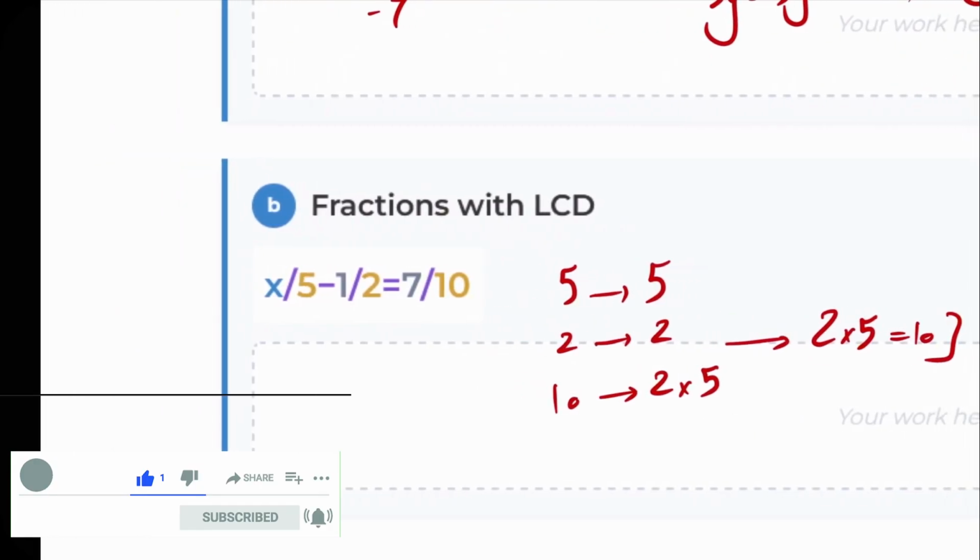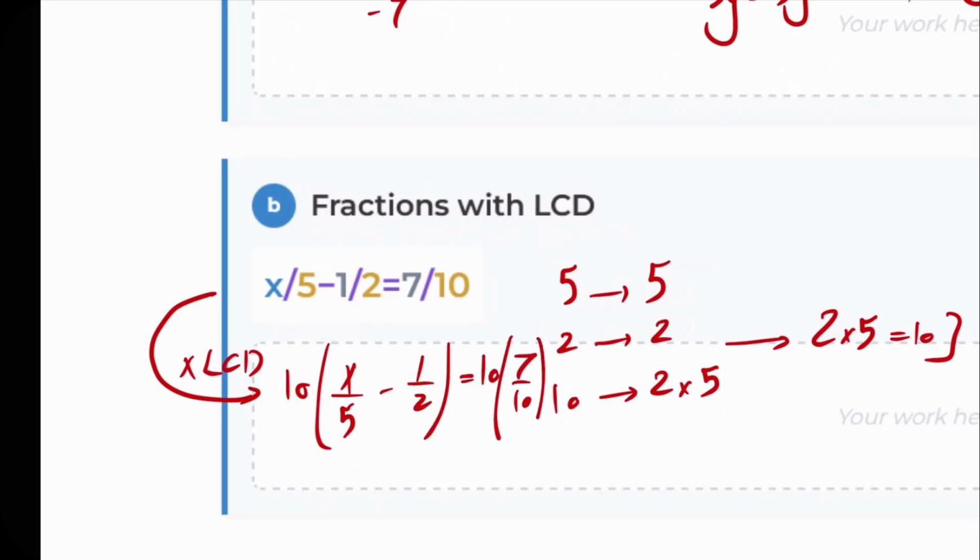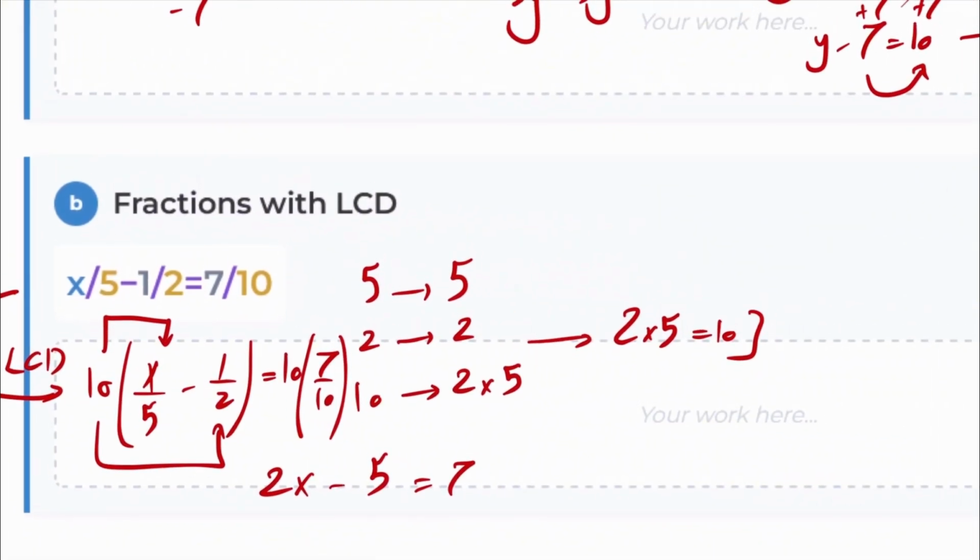So right now, I have to multiply both sides by my LCD, which is 10. 10 times x over 5 subtracted by 1 over 2 equals 10 times 7 over 10, right? So again, this distribute rule. So I do have 10 times x over 5. 10 divided by 5 is going to be 2. 2x subtracted by 5 equals to 7 itself. I know how I'm going to do that because it's a two-step equation, plus 5, plus 5. So I do have 2x equals to what? 12. So x is equals to 6.